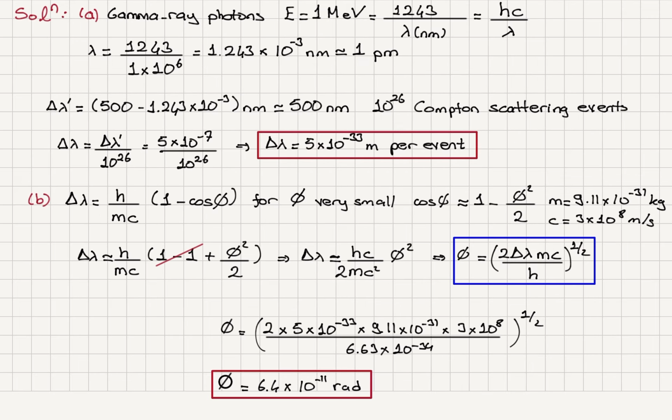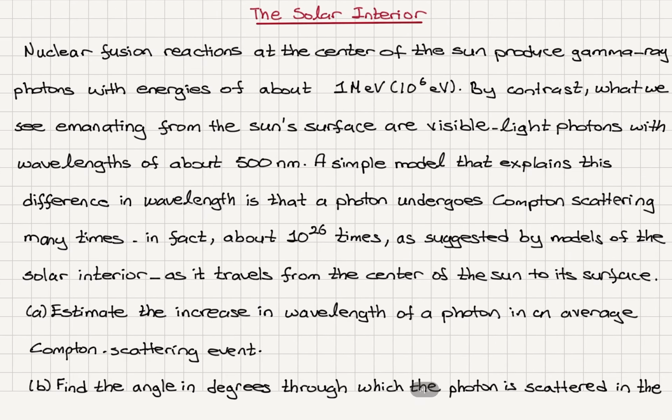Okay, so in this problem, we have nuclear fusion reactions taking place at the center of the sun, producing gamma ray photons with 1 MeV energy. But what we see at the surface is mostly visible light photons, 500 nanometers wavelength. So how come these gamma ray photons turn into these visible photons? The reason is that the photons undergo Compton scattering events many times, about 10^26 times, before reaching the surface of the sun.